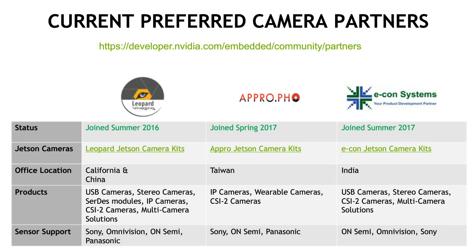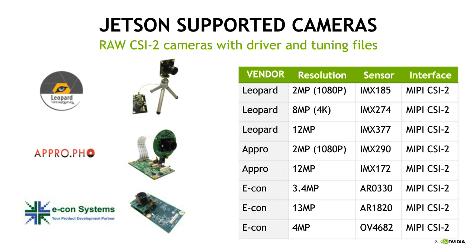Here's a list of the specific cameras that our partners have designed to work with the Jetson platform. These are raw CSI2 cameras that come with a working driver and ISP tuning files for the Jetson TX1 and TX2. They range in resolution from 2 megapixels, which is 1080p, to 8 megapixels at 4K resolution, all the way up to 13 megapixels.